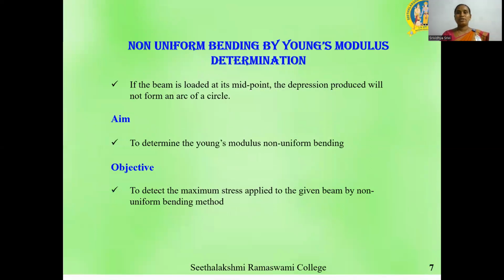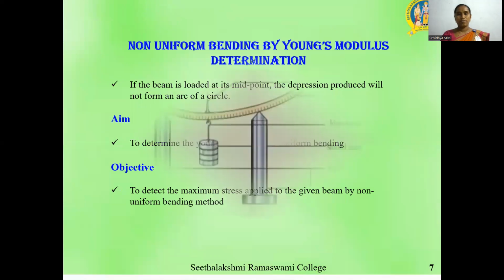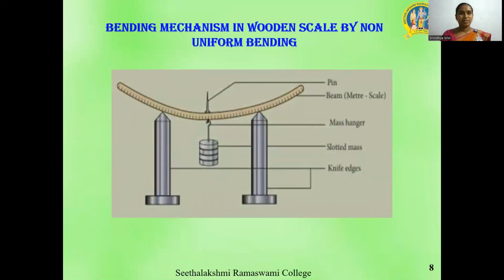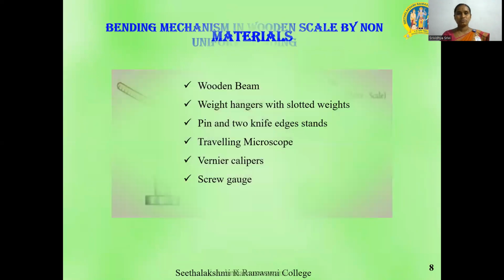Determination of Young's modulus by the non-uniform bending method. If the beam is loaded at its midpoint, the depression produced will not form an arc of a circle. The aim of the non-uniform bending method is to determine the Young's modulus. Objective: to deduce the Young's modulus of the given beam by the non-uniform bending method. This is the bending mechanism in a wooden scale by non-uniform bending.